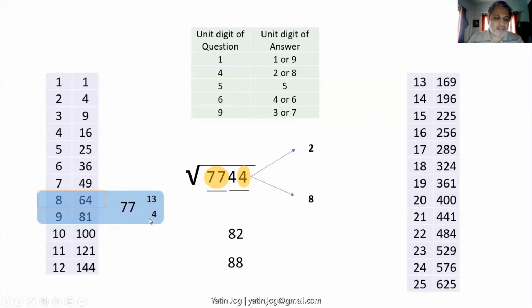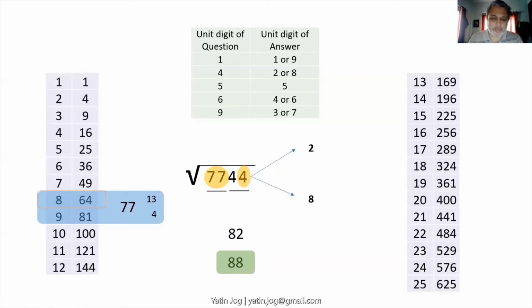Now consider the least distance, the minimum distance. The minimum distance is from the next value. So the answer has to be 88. And the square root of 7744 is 88. So this is how you can find out the square root of any perfect square.